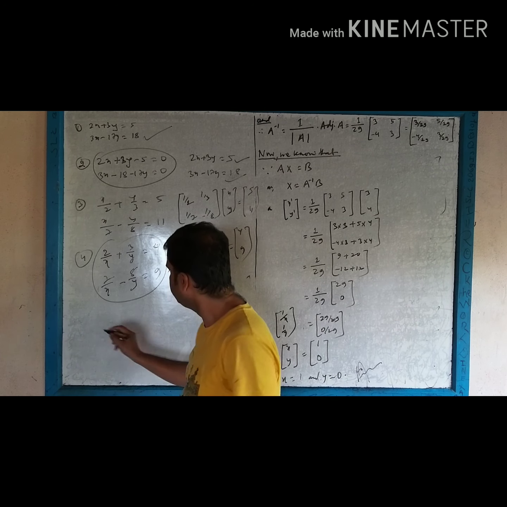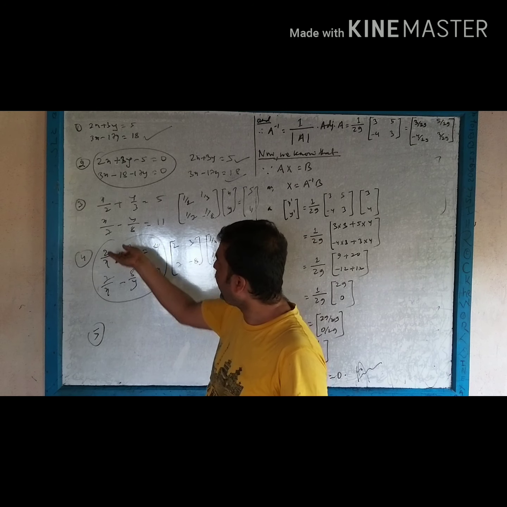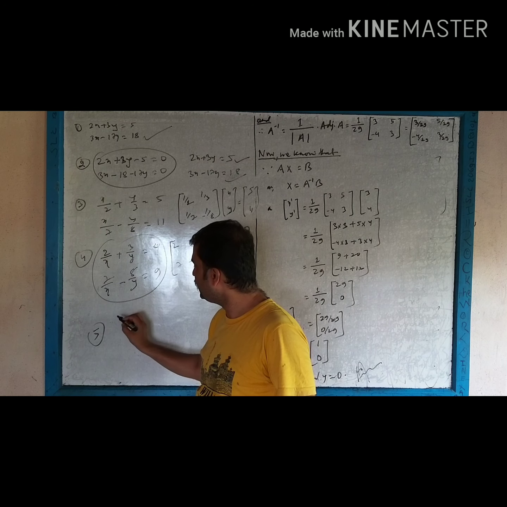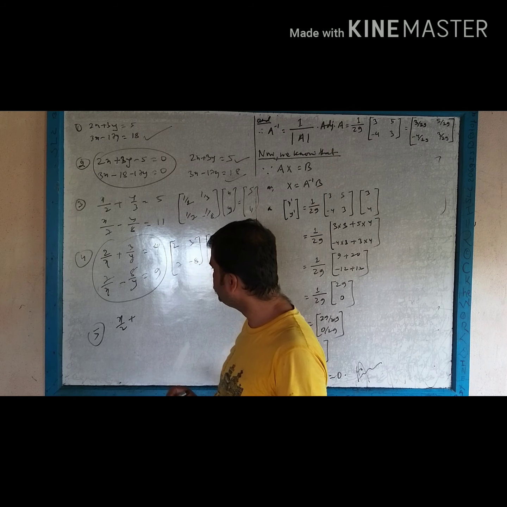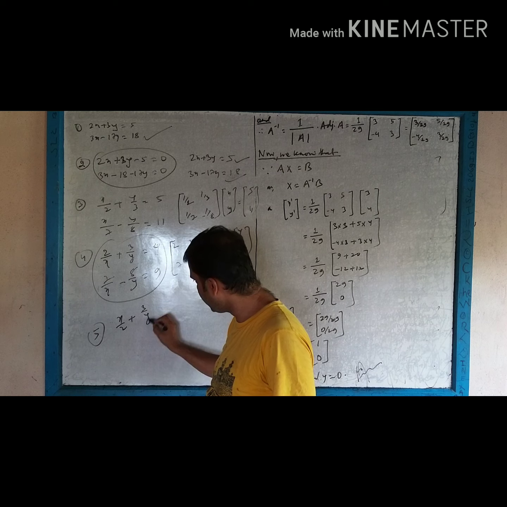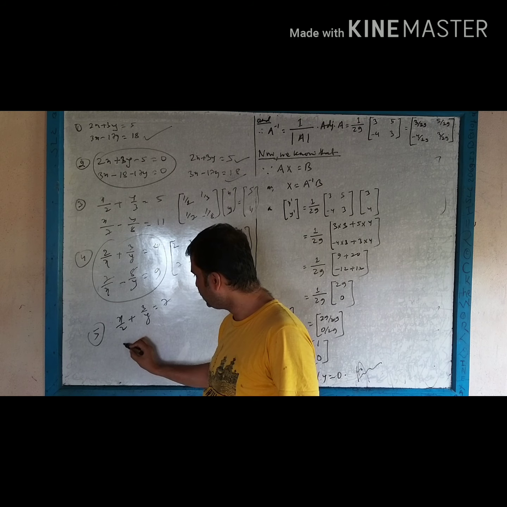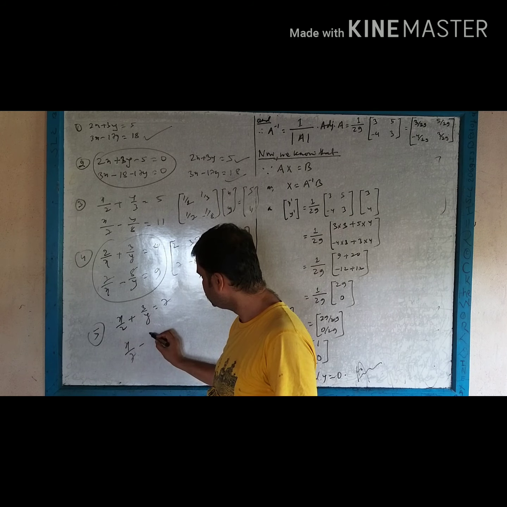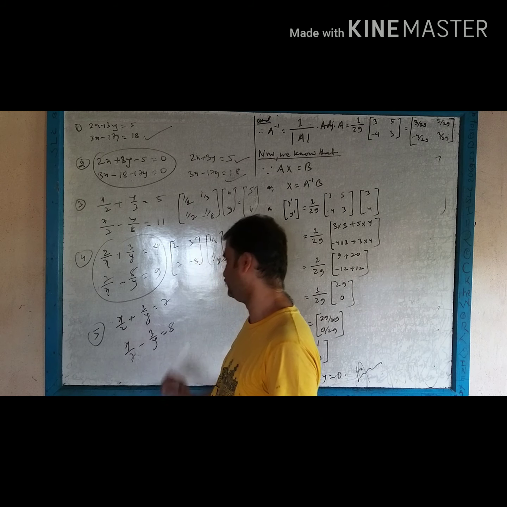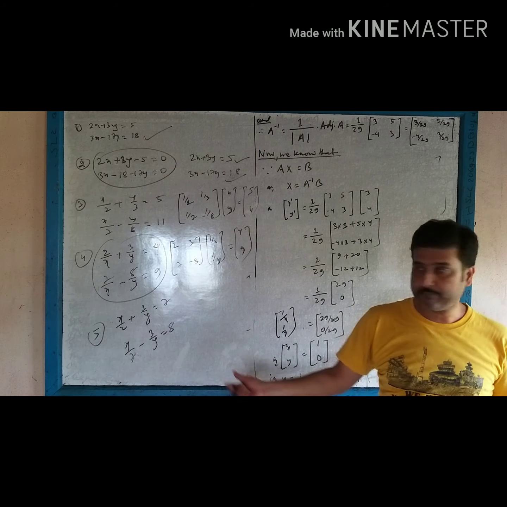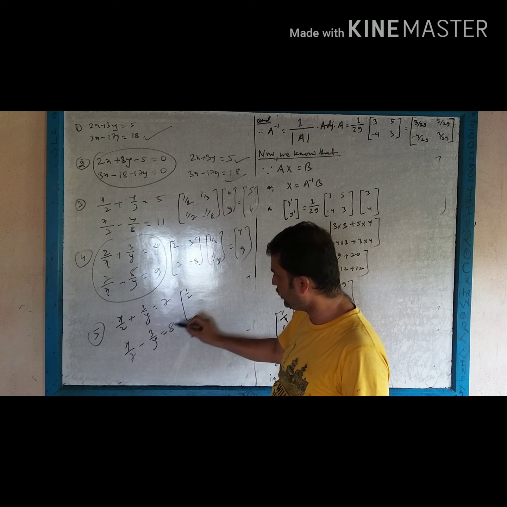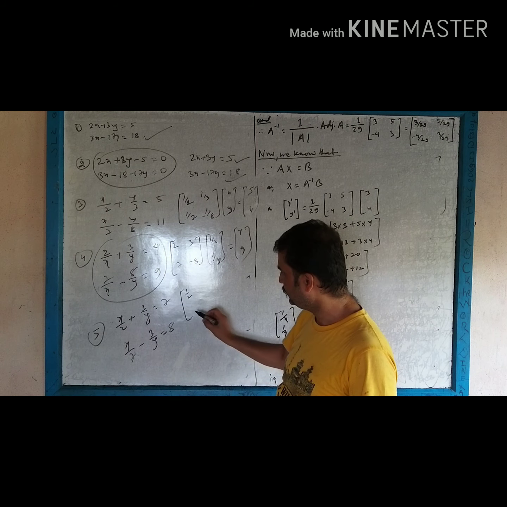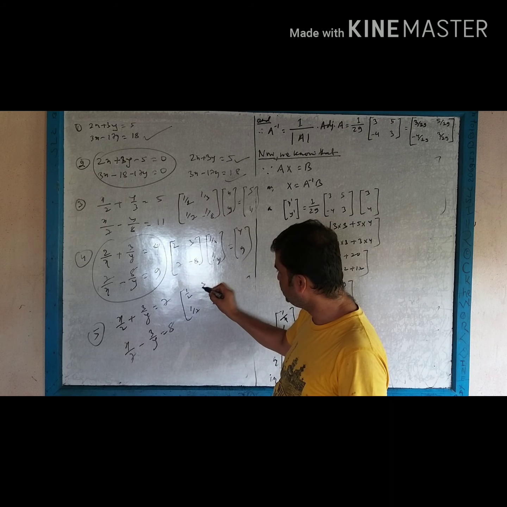Now, number 5. They may give x above and y below. For example, x by 2 plus 3 by y is equal to 7, and x by 7 minus 3 by y equals 8. This can also be expressed in matrix form. How do you express this in matrix form? So 1 by 2, 1 by 7, this is 3, this is minus 3.